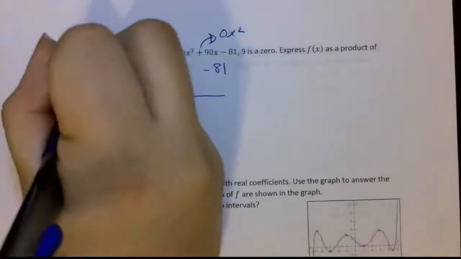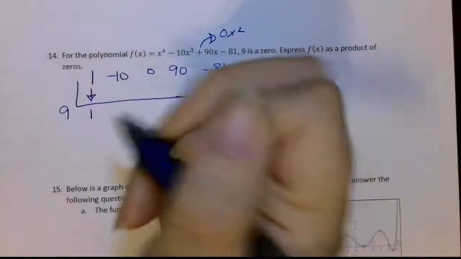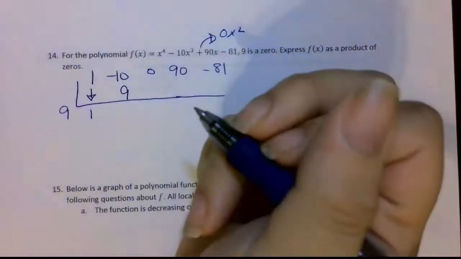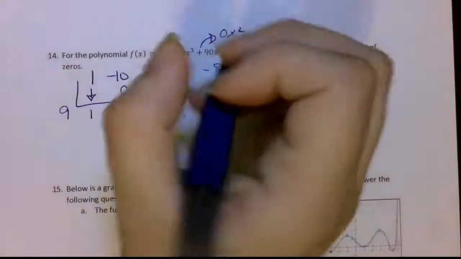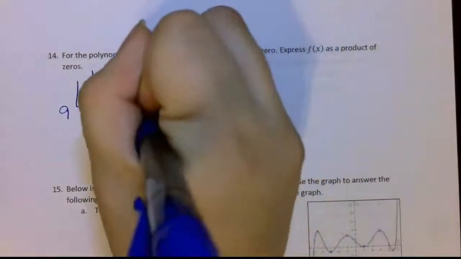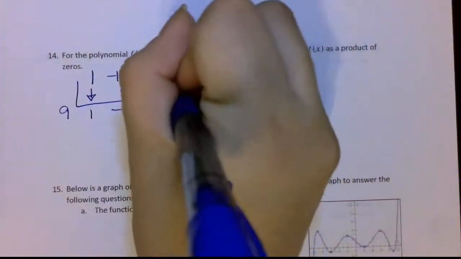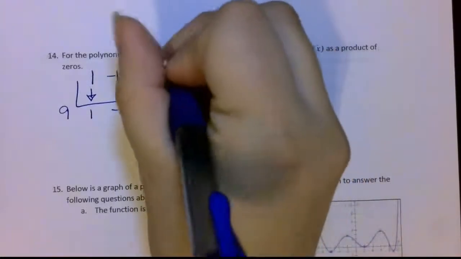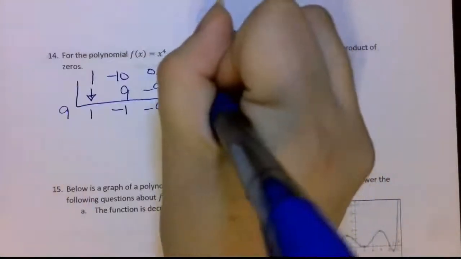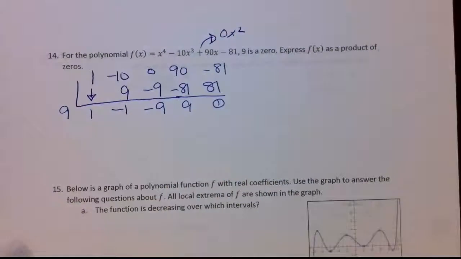Okay, so to do synthetic division, my first number always goes straight down. I wrote that 9 a little low. Then I'm going to do 9 times 1, which gives me 9. Negative 10 plus 9 is negative 1. Negative 1 times 9 is negative 9. 0 minus 9 is negative 9. Negative 9 times 9 is negative 81. 90 minus 81 is 9. 9 times 9 is 81, which gives me 0, which means this worked out.